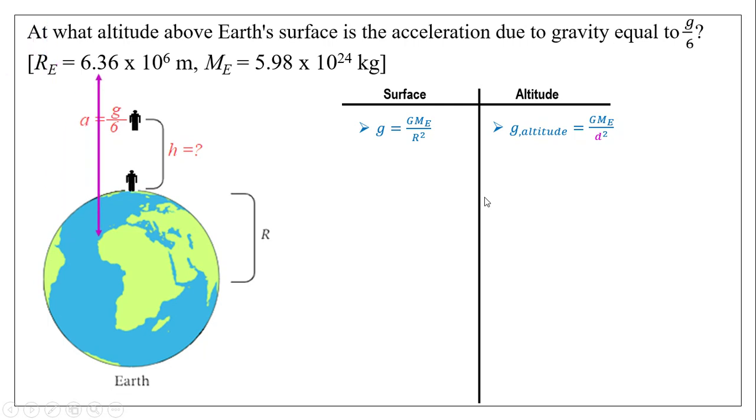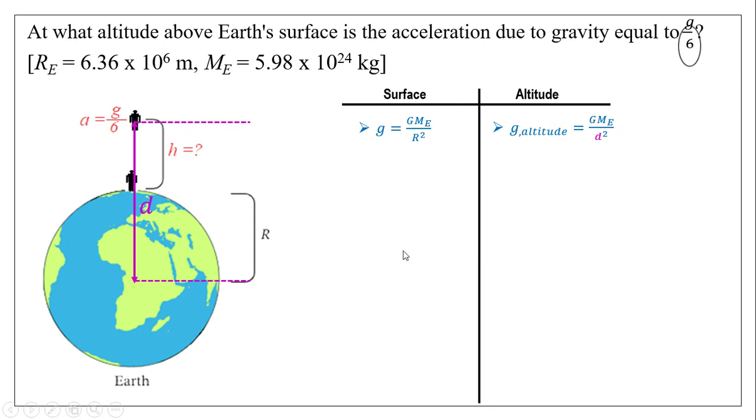So d in this case is defined as center to center. Okay, so the center of the earth in this diagram to the altitude where it wants us, where g is over 6. That altitude from the surface of the planet is just called h. So this is what I'm going to call d. Okay, the distance from center of the earth to where the reference point is. I'm just going to call this d, and as you can see, d in this case is r plus h. So once I find d, I can subtract r from d, and then I just know h.